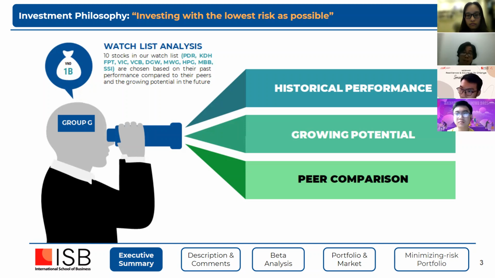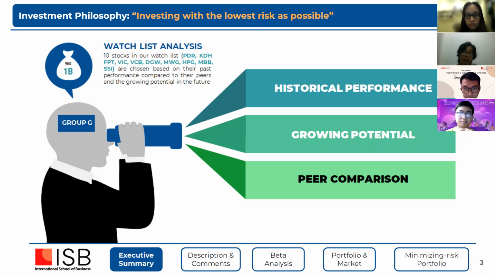Regarding the 10 stocks in our watch list, they were chosen based on 3 key factors, which are their performance in the past, their growing potential in the future, and their performance compared to their peers. And as part of the requirements, we'll give some comments on each stock's risk, return and beta coefficient. Regarding the returns, the daily returns are assumed to be continuous, so we use the logarithmic approach. Then we use the average and standard deviation functions in Excel to calculate the daily figures and multiply them by 250 or the square root of 250 to get the yearly results.